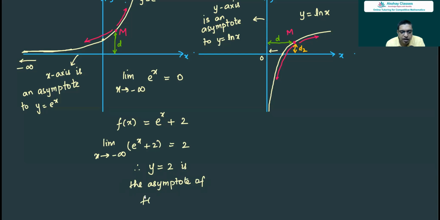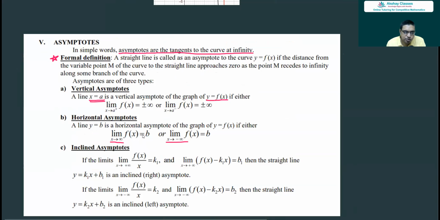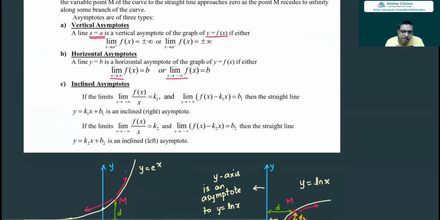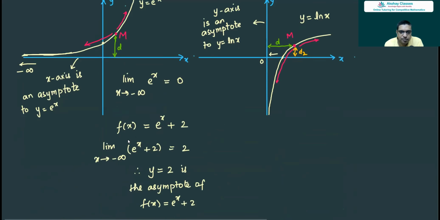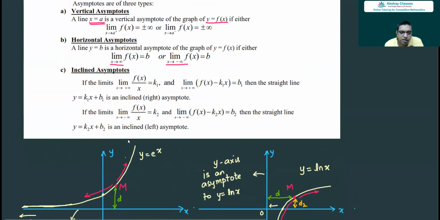Of f of x is equal to e power x plus 2. So that's how we find the horizontal asymptote. And for inclined asymptote, very simple. We just need to understand the concept.